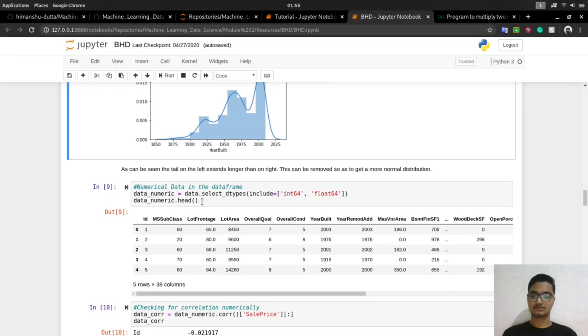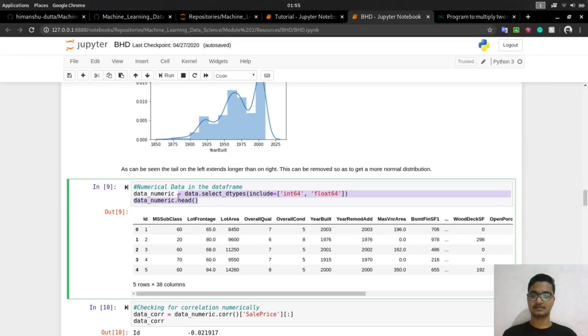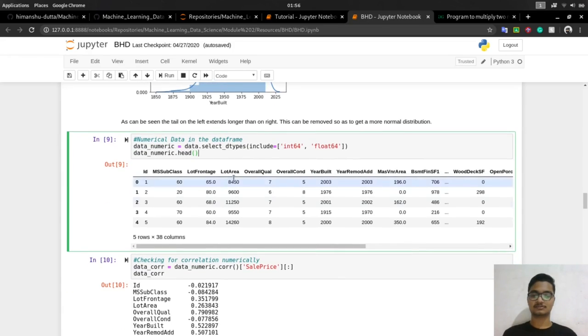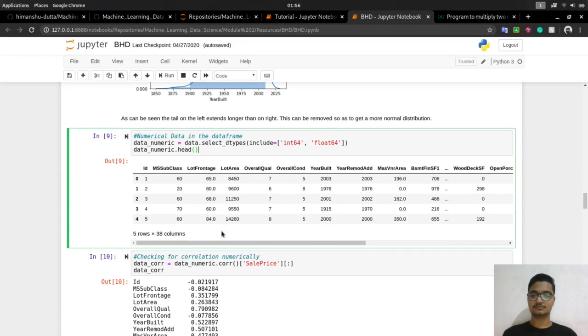So this is basically how we select the numeric data. Select data types, and which data types do I want to select? Integer and float. 64 basically means we are working on a 64-bit system, so we can accommodate a 64-bit value. Just know that the data types are int64 and float64.